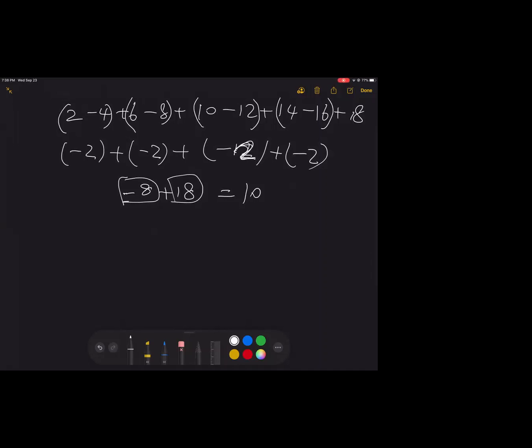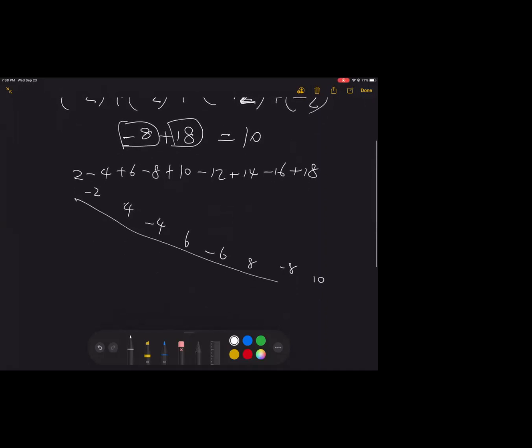Of course, one way is just to do it from the beginning. 2 minus 4 plus 6 minus 8 plus 10 minus 12 plus 14 minus 16 plus 18. We can also do it: 2 minus 4 is -2, and then plus 6 is 4, and then minus 8 is -4, and then plus 10 minus 12, and so on, until minus 8 plus 18 is 10, right? So we can also do it this way, just step by step, okay?